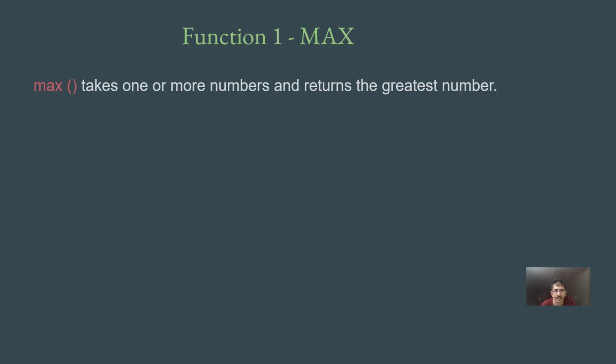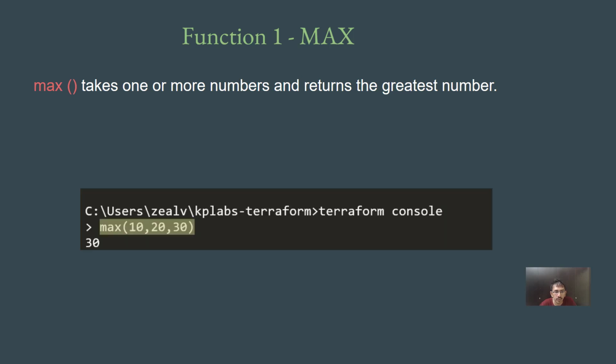Now similar to what we saw in Python, even in Terraform, there are multiple built-in functions available for us that can make our life simple. One of the functions here is max. From the name itself, we can identify that the max function takes one or more numbers and returns the greatest number. So if we look at it from the practical perspective, you have the max function being used. It is taking a set of numbers like 10, 20 or 30, and in the output it gives you the greatest of all the numbers. In this case it is 30.